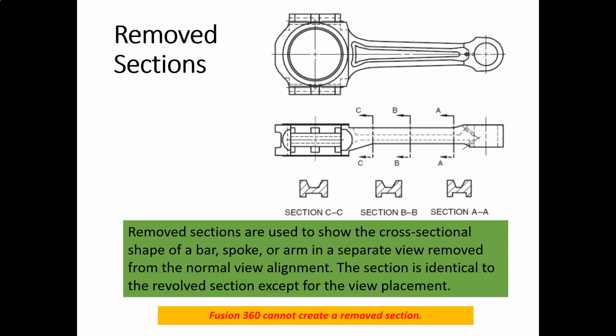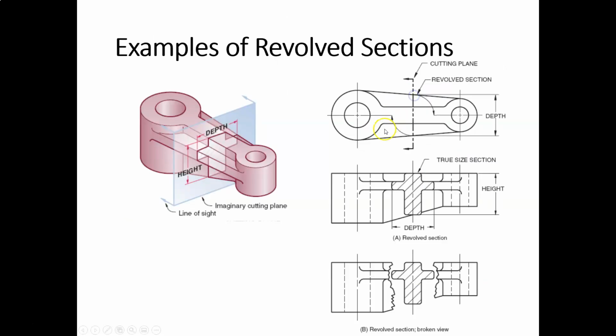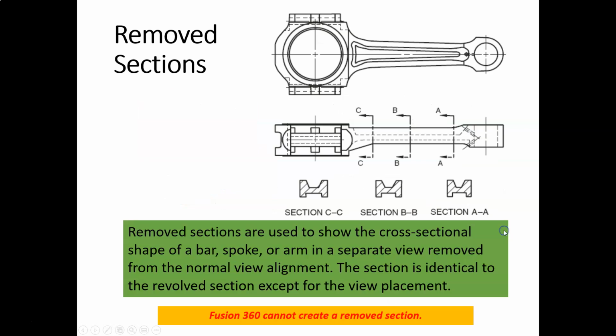All right, related to the revolve section is a removed section, okay? And a removed section, well, think of it this way. In a revolve section, we're cutting and we're rotating and putting the section view right back into the view of the object. A removed section is where we do the same thing, but instead of putting the section view right in the middle of the object again, we remove it to some other place in the drawing.